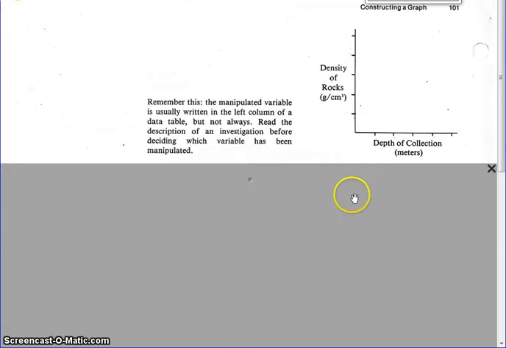All right, this one was a little more tricky. The depth of collection was your X and the density was your Y. Go ahead and read this right here and it'll tell you why. But we're running out of time here, so take 30 seconds and go ahead and reflect on today's lesson. Go.